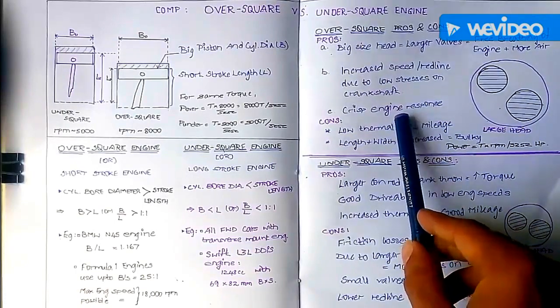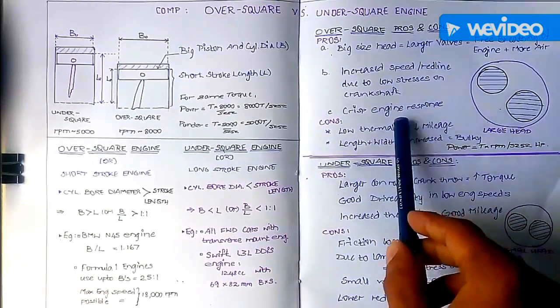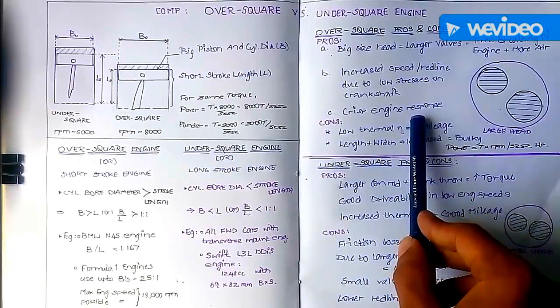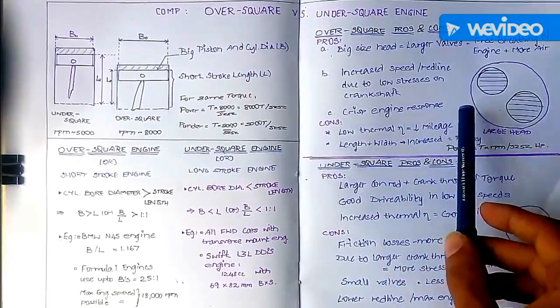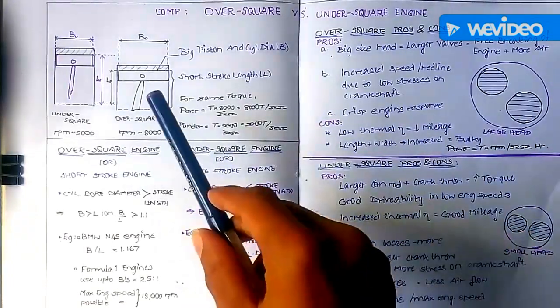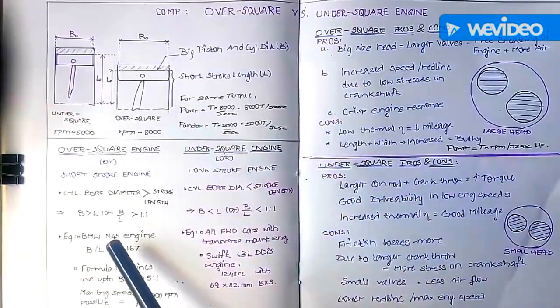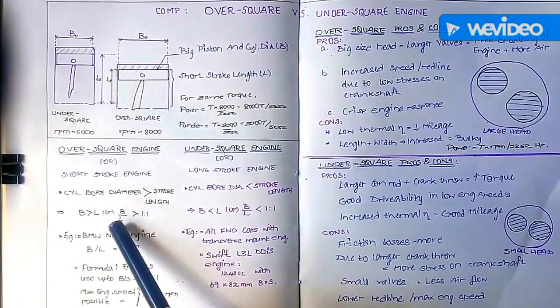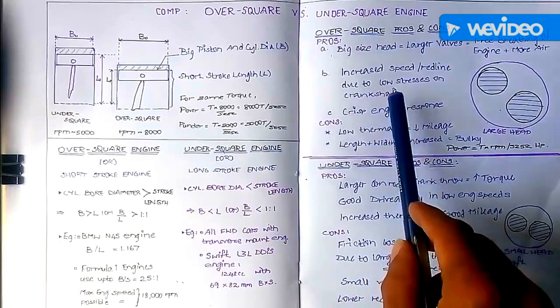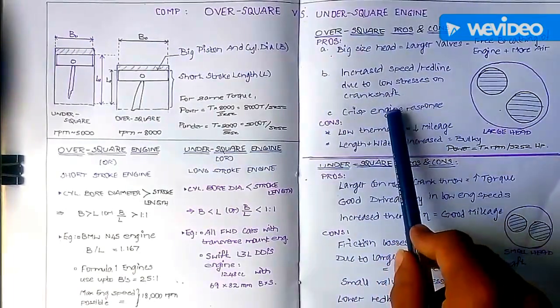Another most important factor is the crisp response that the driver would feel in an over square engine. This is quite possible in all bike engines, where you bring the throttle and there is no response. So one major important reason is the ratio, bore to stroke ratio. As the bore to stroke ratio increases, the crisp response of the engine increases quite a lot.